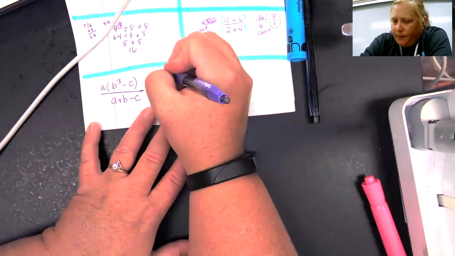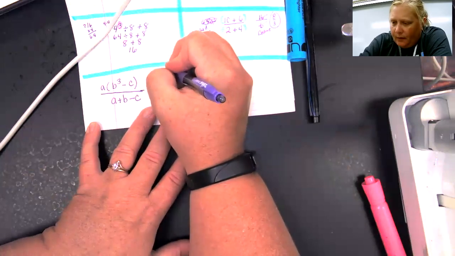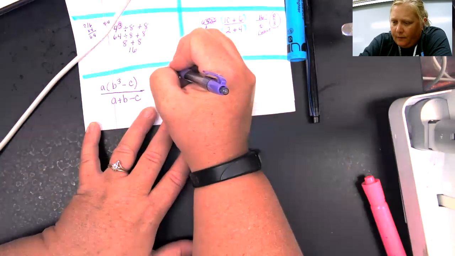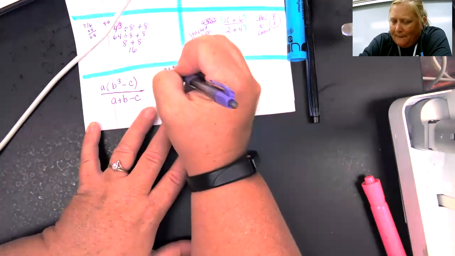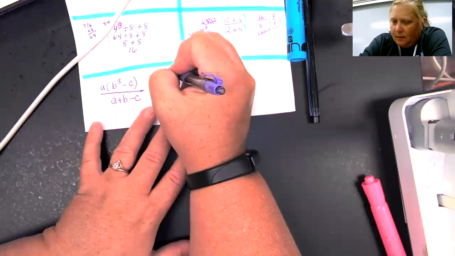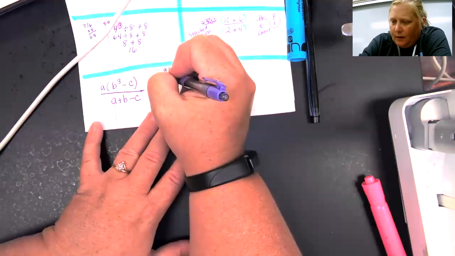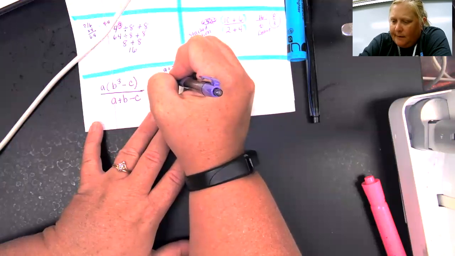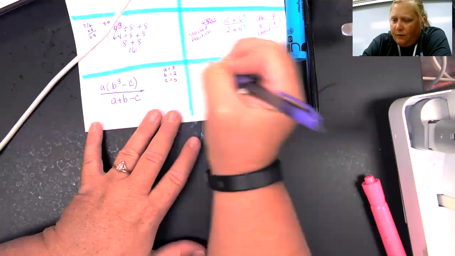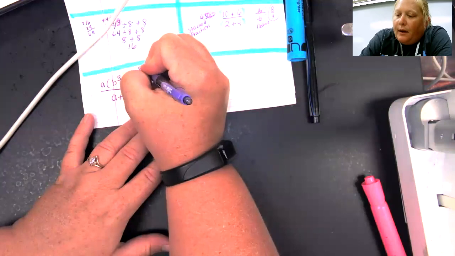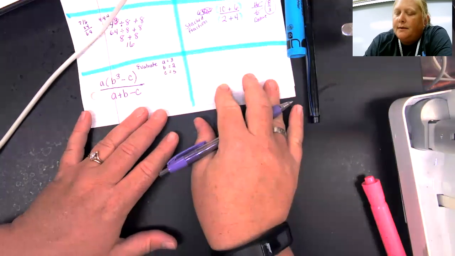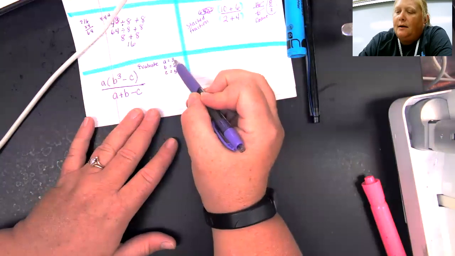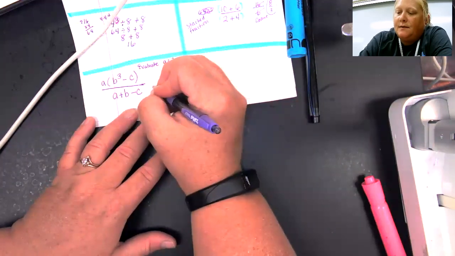So I'm going to tell you that a is 3. I'm going to tell you that b is 2. And I'm going to tell you that c is 5. Okay, are you ready? This is called to evaluate. We're going to evaluate. So I want you to take these numbers and put them in for the letters.